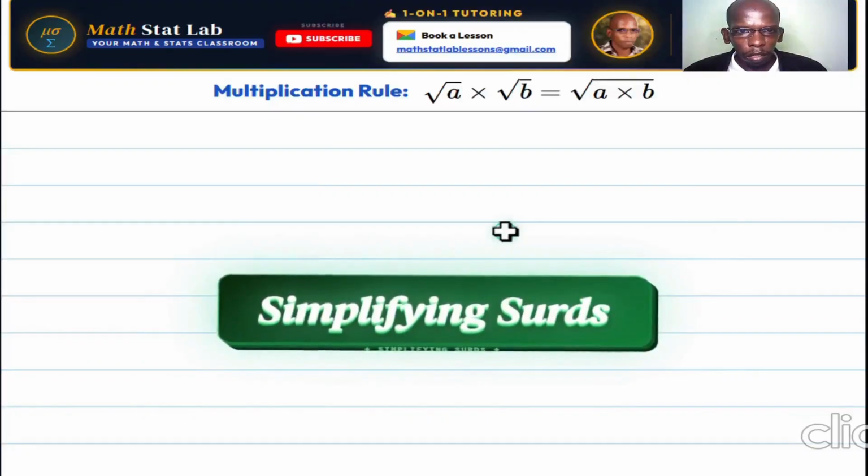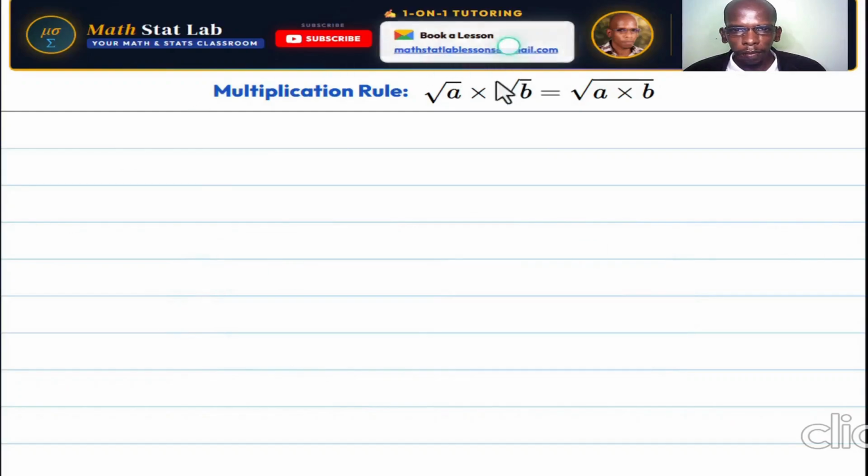We need to understand two rules before we start simplifying surds. The first one is the multiplication rule, which says if we have the root of a, assuming it's a surd, we multiply it with the root of b, assuming it's also a surd. It's just the same as taking a multiplied by b, then we put the root.